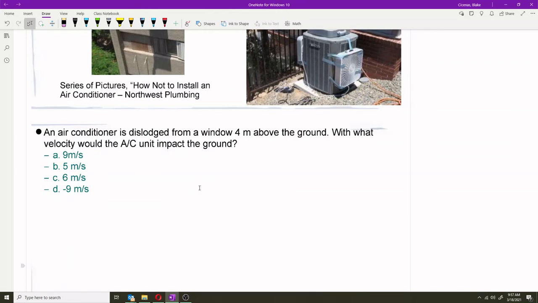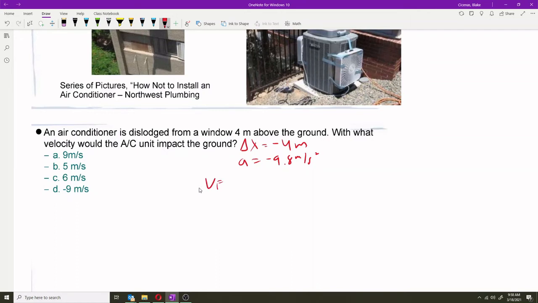Anywho, air conditioner, dislodged, 4 meters above the ground. What velocity will it impact the ground? Okay, so this time we know it's going to fall the full 4 meters. So my change in distance is going to be a negative 4 meters. And we know it accelerates due to gravity at negative 9.8 meters a second squared. We're trying to find the final velocity the AC unit impacts the ground.